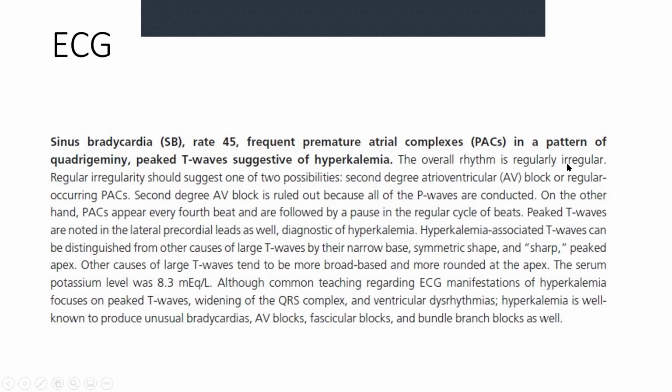So the overall rhythm is regularly irregular. And regular irregularity should suggest one of two possibilities: second degree AV block or regularly occurring PACs. Now, in our case, we saw the regularly occurring PACs. Second degree AV block is ruled out because all of the P waves are conducted, which doesn't happen with an AV block. All right. And on the other hand, PACs appear every fourth beat and are followed by a pause in the regular cycle of beats. Now, this is the important one. The peaked T waves are noted in the lateral precordial leads as well, diagnostic of hyperkalemia.